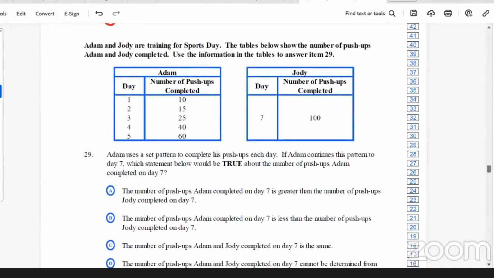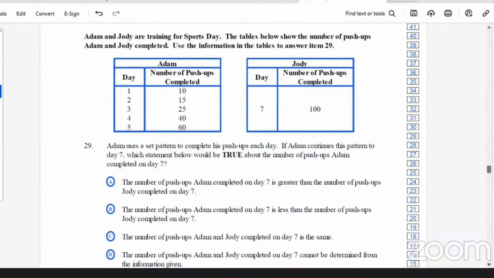Let's get to question 29, and you can notice there's a lot of information that you would have to look at sometimes in order to get the correct answer. All right, so Adam and Jody are training for sports day. The table below shows the number of push-ups Adam and Jody completed. Use the information in the tables to answer item 29.